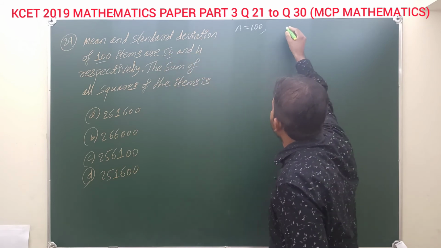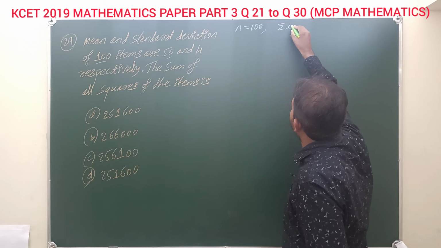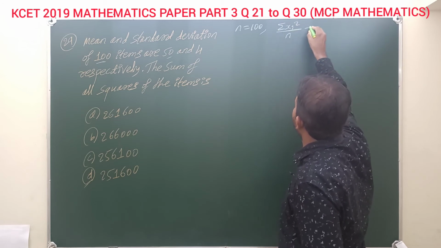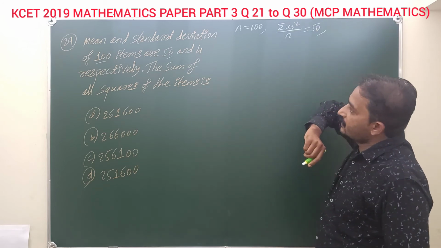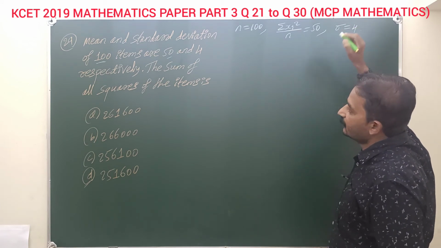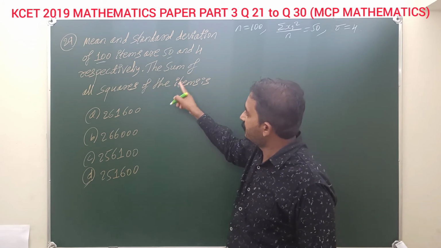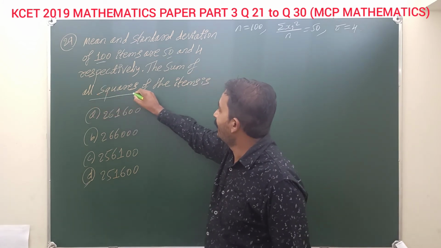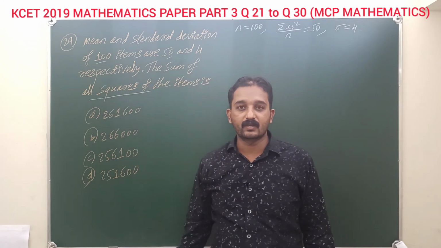Mean 50. Mean means what? Summation of all observations divided by number of observations, 50. And standard deviation is sigma. Sigma is equal to 4, given. Then find the sum of all the observation squares. We have to find out the sum of all the observation squares.